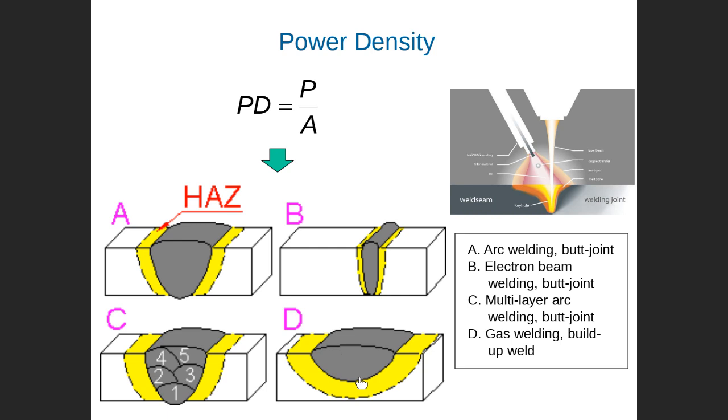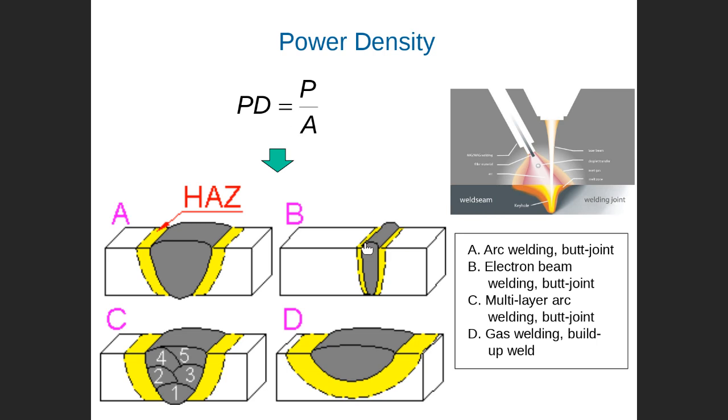This is gas welding. You see that gas welding covers a very big area. Compared with the laser, the laser is focused in a very, very narrow area, and that's why it is deep, because the heat density is very high.